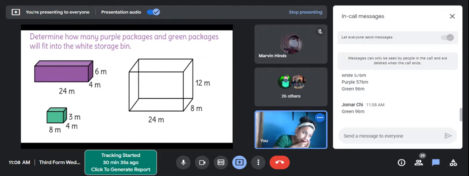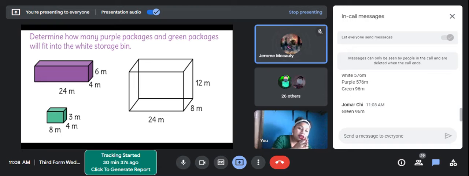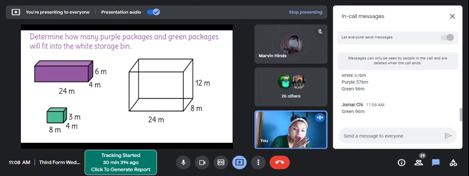Now, what is cubic? The 3D figures, miss. So the volume is cubic. So all of your answers should be cubic. Very good. So when Edmond sent his answer, he should have sent 2,304 cubic meters, 556 cubic meters, 96 cubic meters.